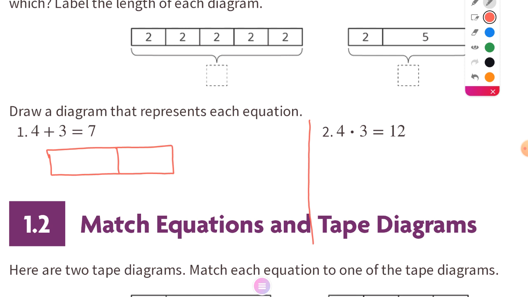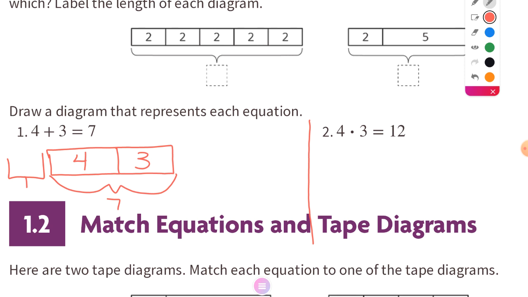The value of this box is 4, the value of this box is 3. And draw a bracket. If you struggle drawing these, it's actually a brace, you can draw a bracket which is more boxy. You can even just do that if that's easier for you. Okay, so that tape diagram shows 4 + 3 = 7.